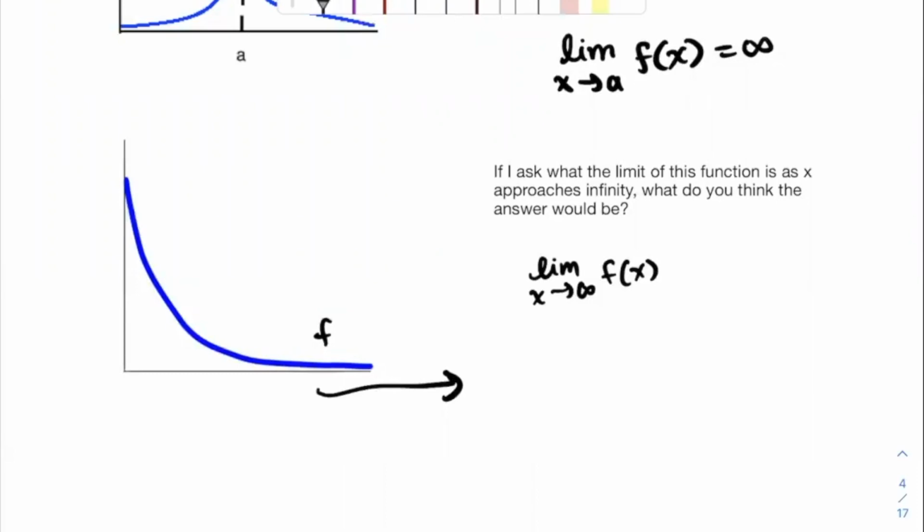So it's not completely obvious, perhaps, but we can guess looking at the graph that this is getting closer and closer to the x-axis as you go right. And so this limit here would be 0.